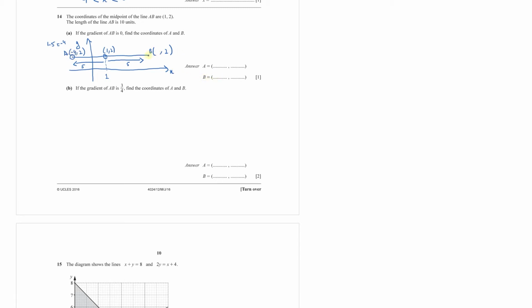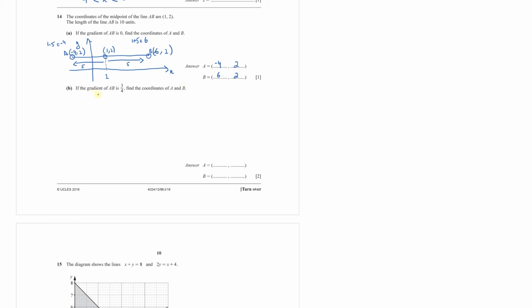And then similarly, to find the value of B, we add 5 to the x value here, since we move 5 points to the right. So you get 1 plus 5 equals 6. So 6 would be the x coordinate for the point B. So A is negative 4 and 2, and B is 6 and 2.